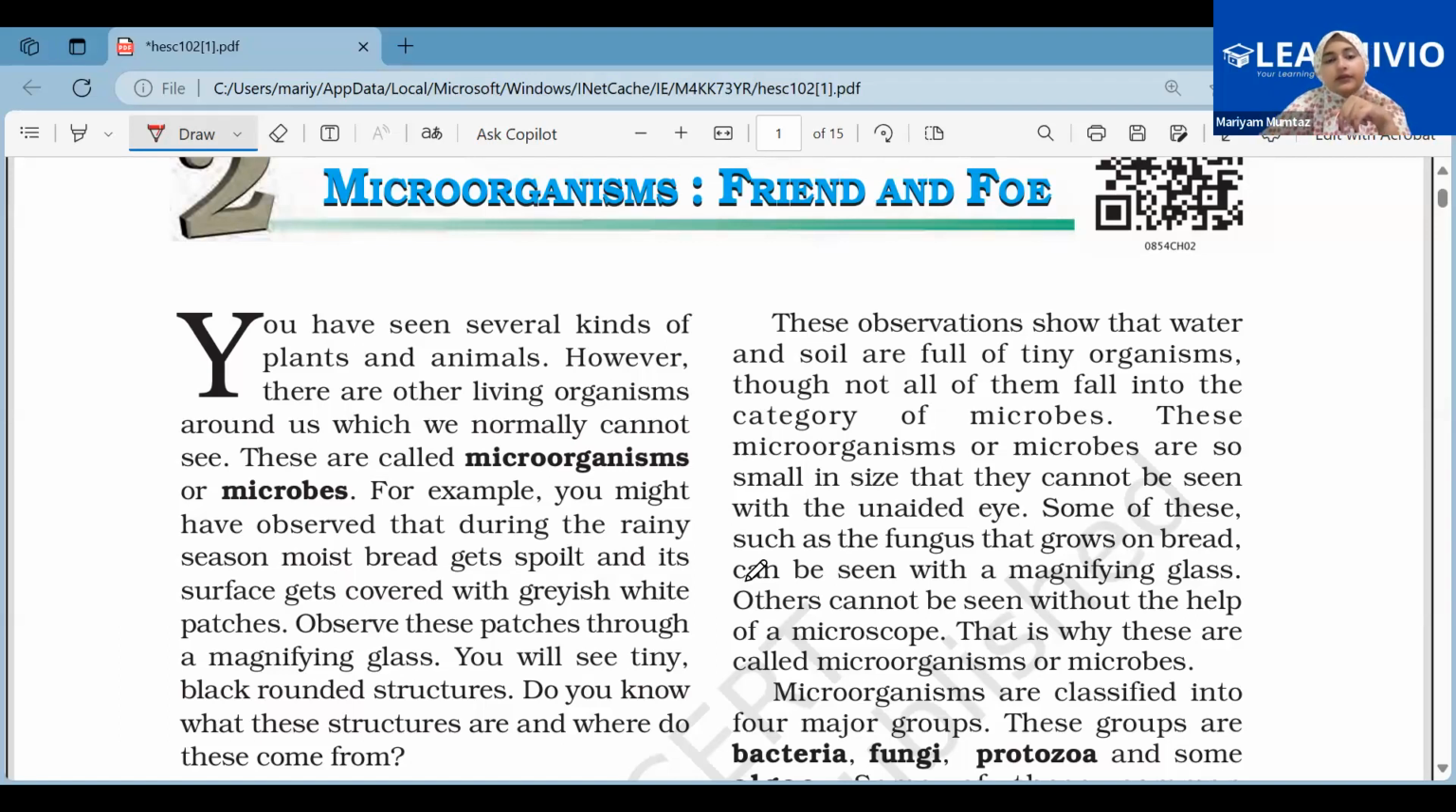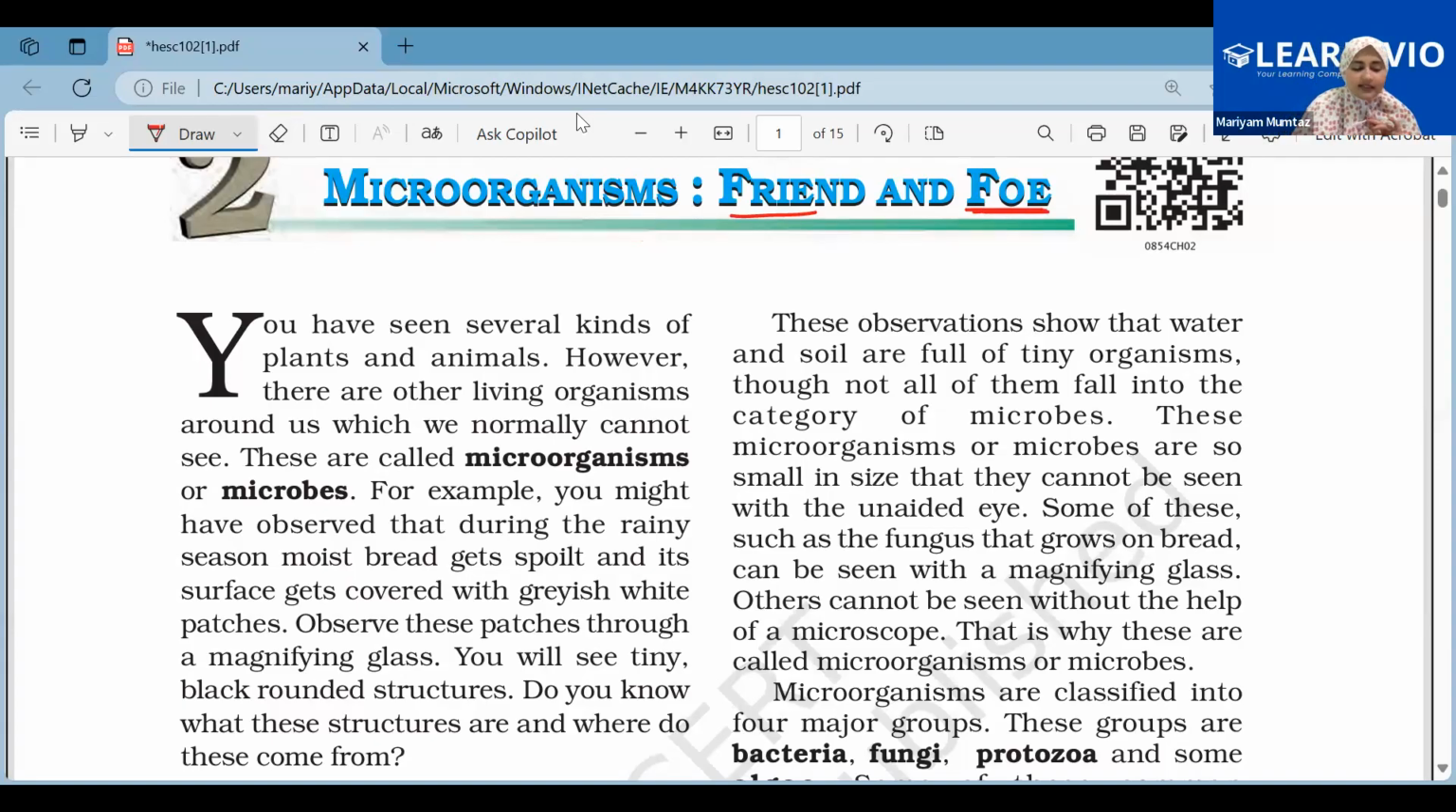All right. So we'll be doing microorganisms. This chapter you have studied in class 8. Yes, ma'am. So, microorganisms: friend or foe. Foe means enemy, right? So let's see whether they are our friends or our enemies.